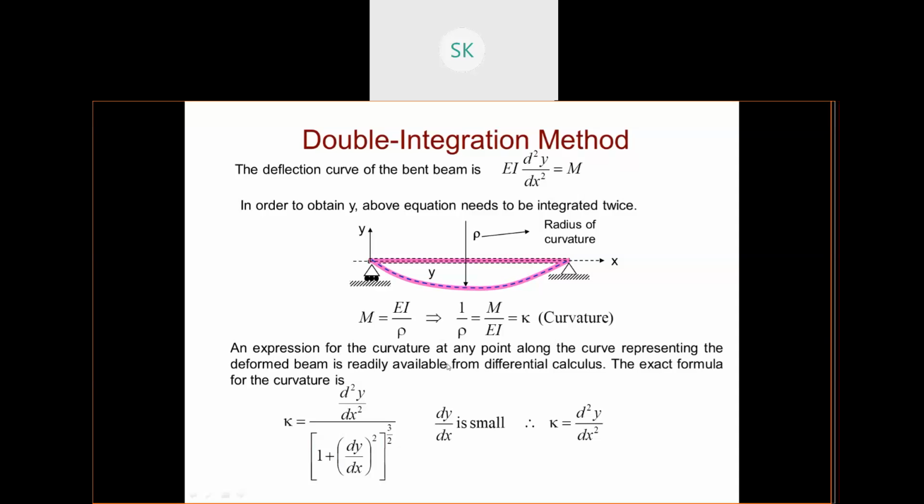An expression for the curvature at any point along the curve representing the deformed beam is readily available from differential calculus. The exact formula of the curvature is this one. This K is also represented by R. In many books, they have represented this curvature by R and some by K, so don't get confused, this curvature is the same. It has the formula d square y by dx square over 1 plus dy by dx squared. Here dy by dx is very small, so this part will be eliminated. So your curvature is nothing but d square y by dx square. So these are the equations for this beam.